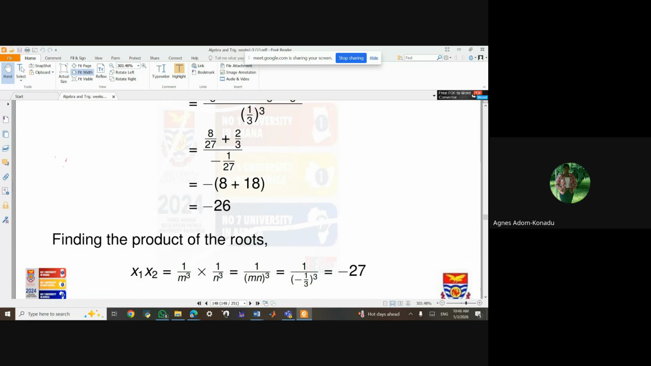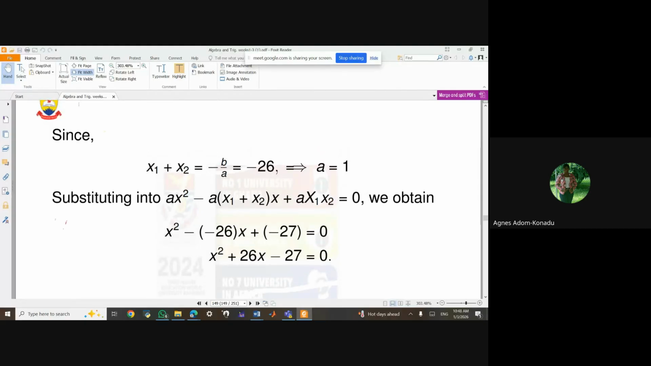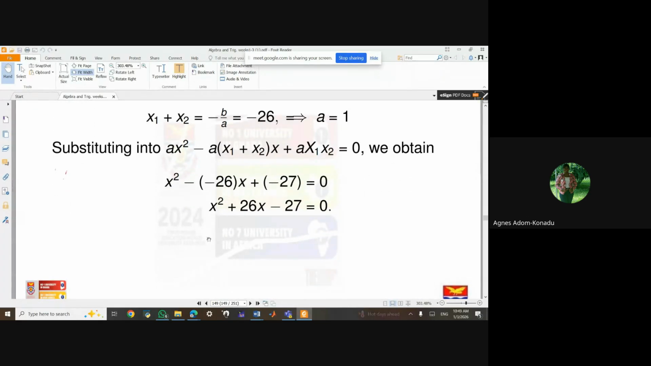So now I have the sum, I have the product, and then I can quote the formula. x1 plus x2 is equal to minus b over a, which is equal to minus 26. So it means that my a is 1. So I do the substitution. I have ax squared minus a into brackets (x1 plus x2) into x plus a into x1 x2 is equal to 0. I know my a is 1. So I have x squared minus (minus 26)x plus minus 27 is equal to 0. And this is the equation I'm looking for.